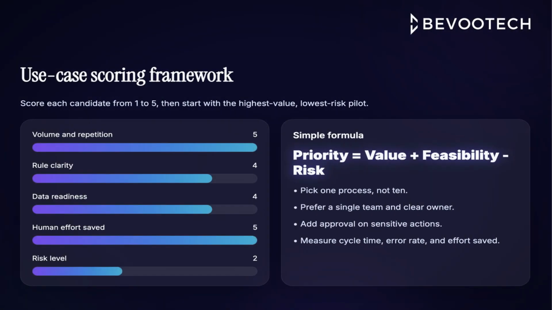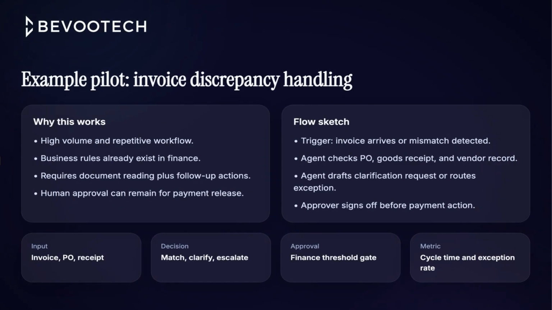Use this scoring framework to prioritize agentic use cases. Priority equals value plus feasibility minus risk. Start with the highest value, lowest risk pilot. Focus on a single process. Prefer a single team and clear owner, add approval on sensitive actions, and measure key metrics like cycle time, error rate, and effort saved.